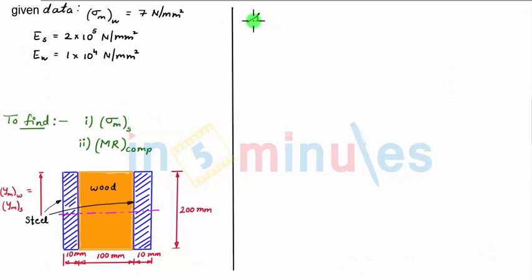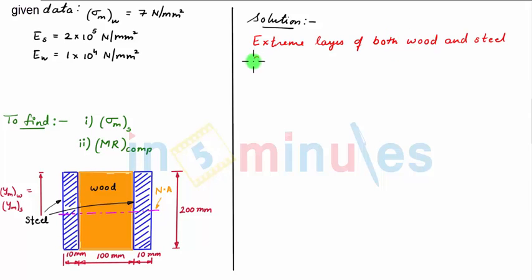Now let's solve the problem. Now we see that our composite section is symmetrical about the centroidal axis of the composite section, and we see that the Y max of wood is same as that of Y max of steel. So the extreme layer of both wood and steel are same from neutral axis, and this information we get from the cross section. So Y max of wood is same as that of Y max of steel.